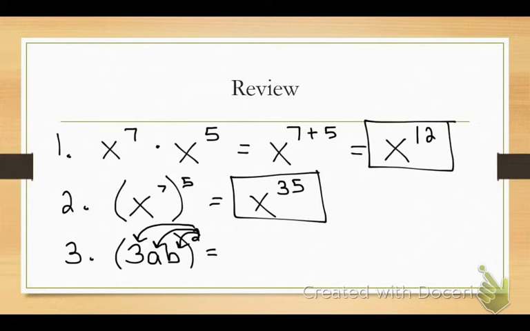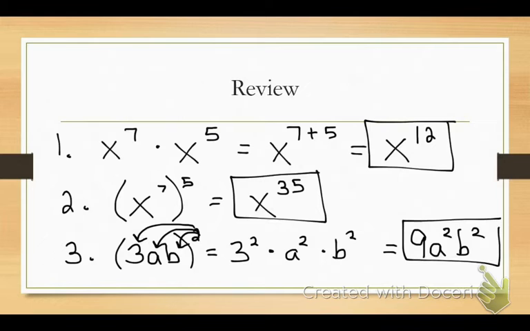So we will write this in what we call expanded form. 3 squared times, not plus, times a squared times b squared. Now, is there any part of this expression that I can evaluate, that I know what it will be if I square it? 3 squared. What is 3 squared? 9. So now I'm going to bring it all back together with no dots and no spaces. 9a squared b squared.